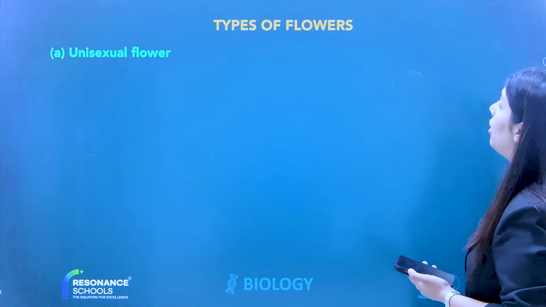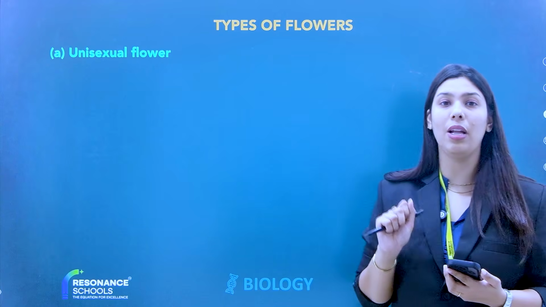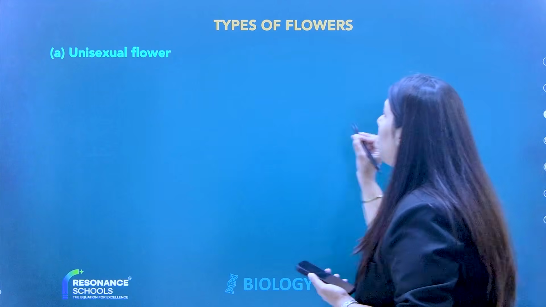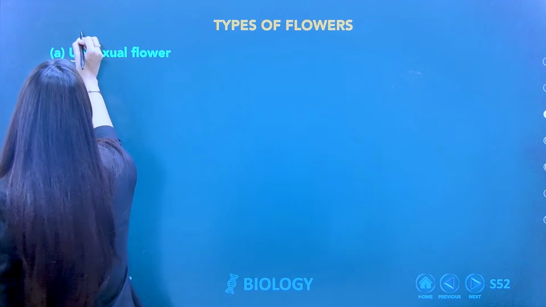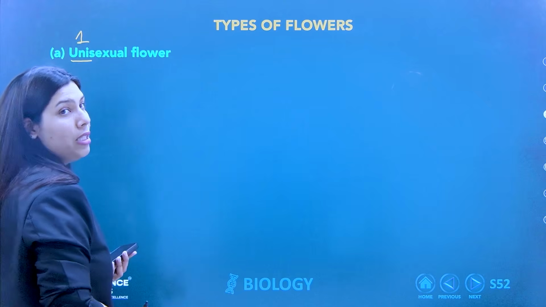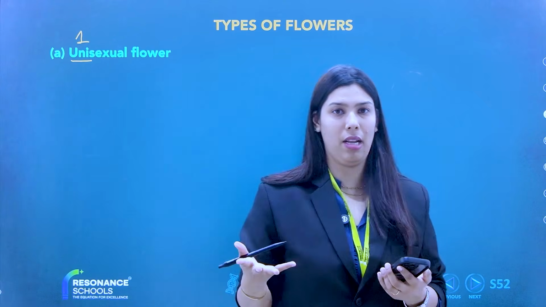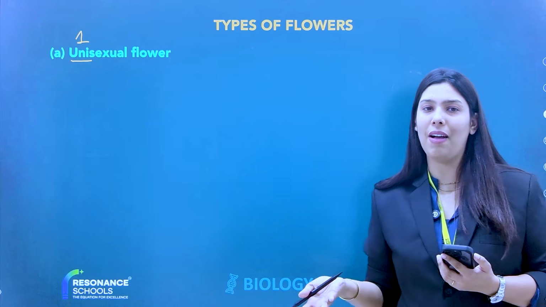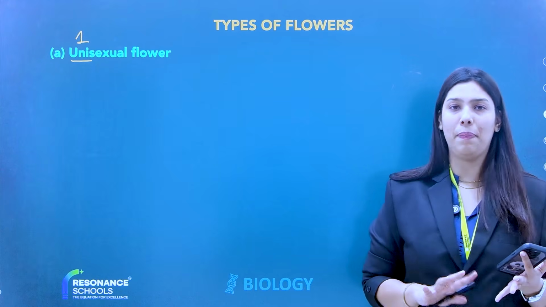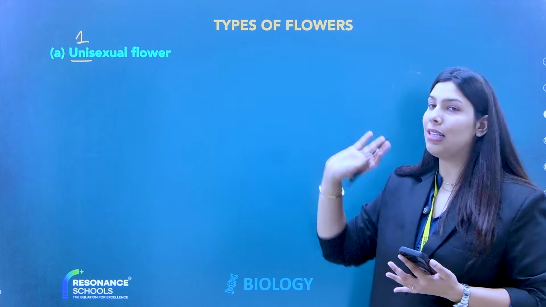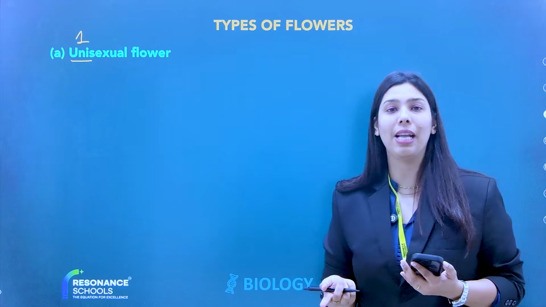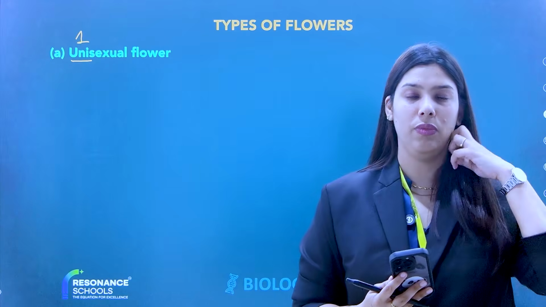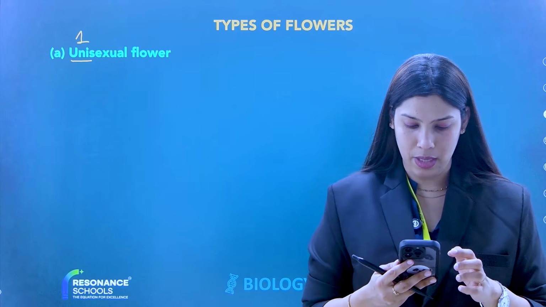So now the types of flower. There are two types of flower, unisexual and bisexual. Unisexual means uni means one, like unicellular. So if there is one reproductive part in a flower, for example only stamens or only the carpel, then that is known as a unisexual flower. What is bisexual then? If this is unisexual, what will be bi? Bi means two. Can you predict?